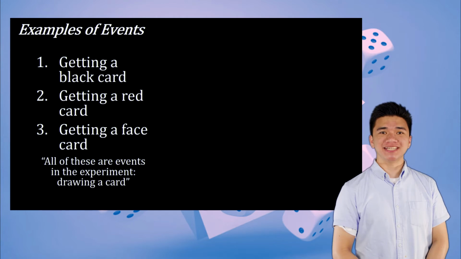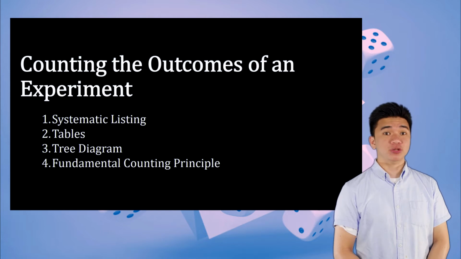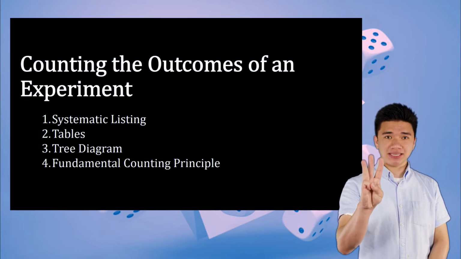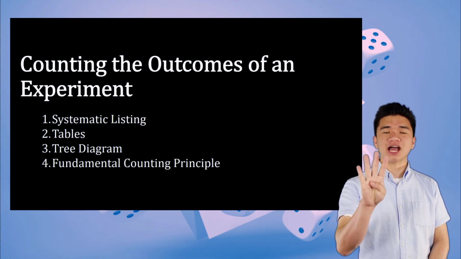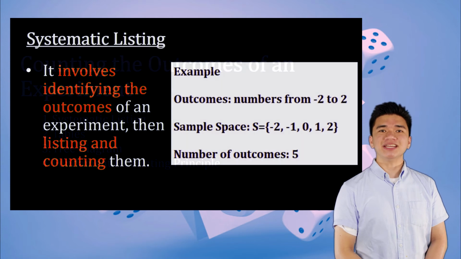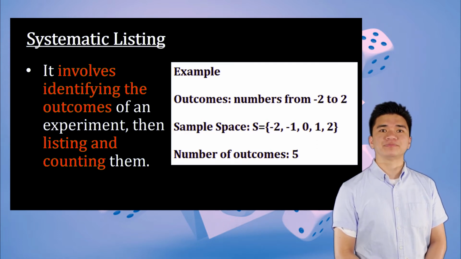Now that we have discussed the key concepts of probability, we can transition to counting the outcomes of an experiment using systematic listing, tables, tree diagrams, and fundamental counting principle. Systematic listing. Systematic listing involves identifying the outcomes of an experiment, then listing and counting them.